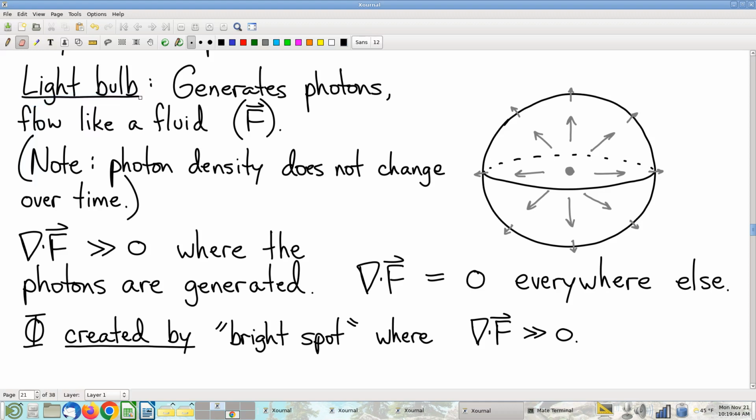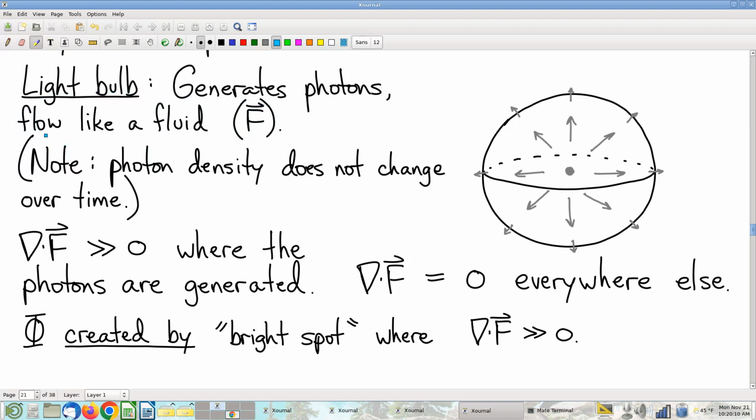Okay, so very relatable. What do light bulbs do? They generate photons. Photons are the little particles that carry light. And I make the observation that this is a flowing fluid because it's a bunch of little tiny particles that are all kind of moving together, if you will, at least in this scenario that I have here. So we're going to think of this as a flowing fluid.